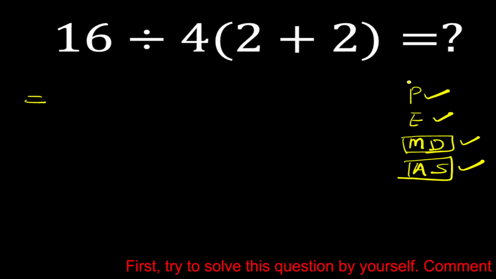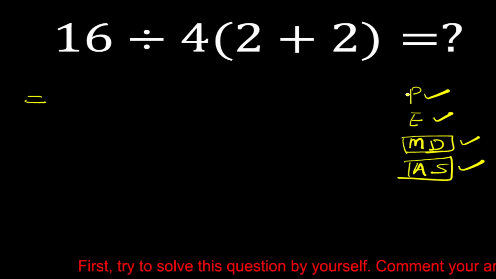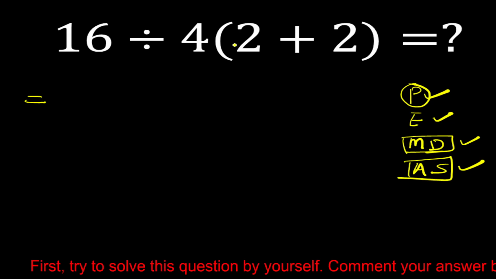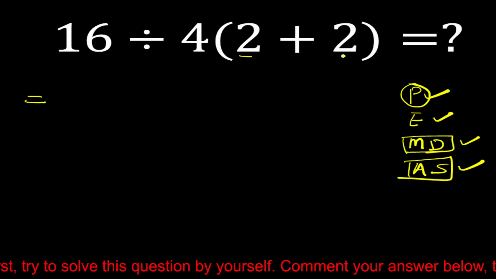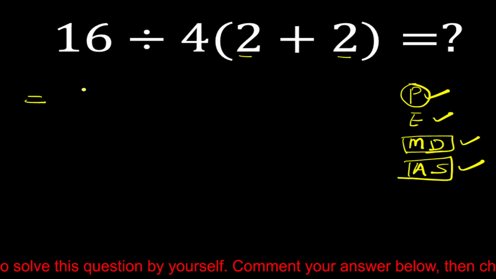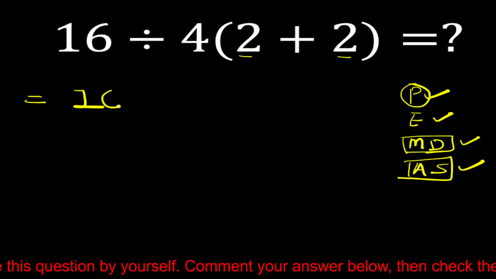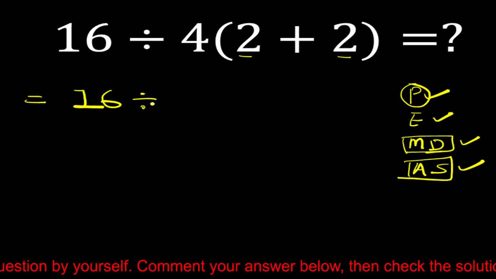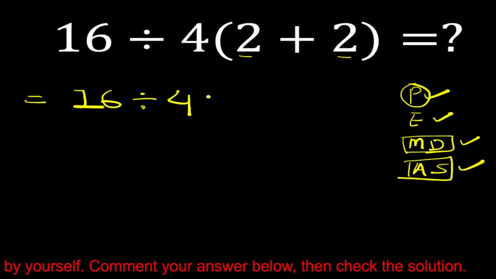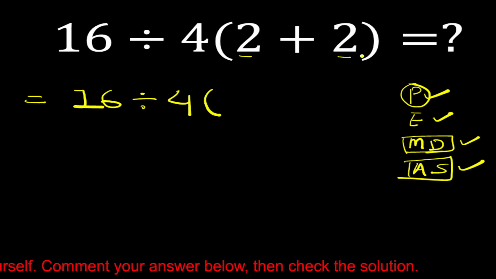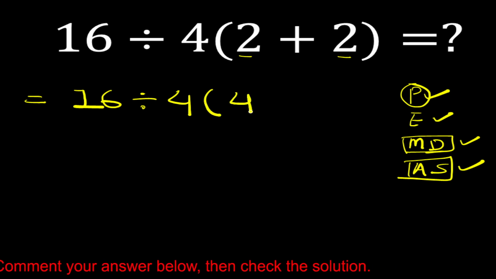16 ÷ 4 × (2 + 2) is equal to... According to the PEMDAS rule, first priority is parenthesis. First we have to solve this parenthesis, 2 + 2. Therefore 16 ÷ 4 × in the parenthesis, 2 + 2 is equal to 4.